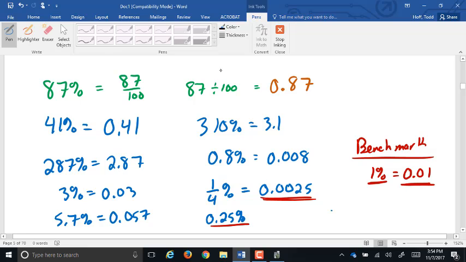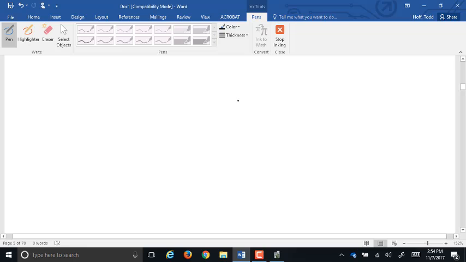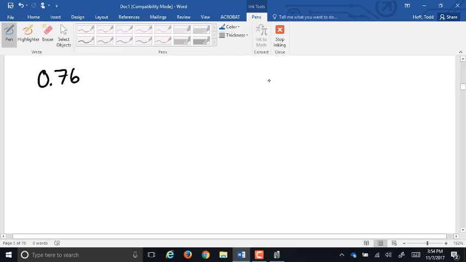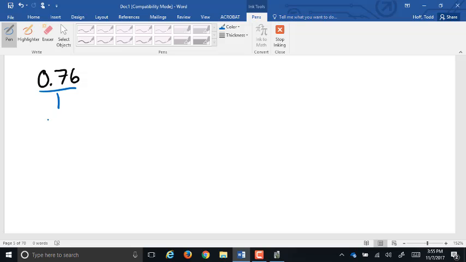Going the other direction, from a decimal back into a percent. I might have 0.76 as a decimal. What that means, a decimal number like that, sometimes called a rate, is out of 1. Any number can be turned into a fraction by putting it over 1. So 0.76 really means 0.76 out of every 1. If we want to convert that into a percent, it's out of how many?